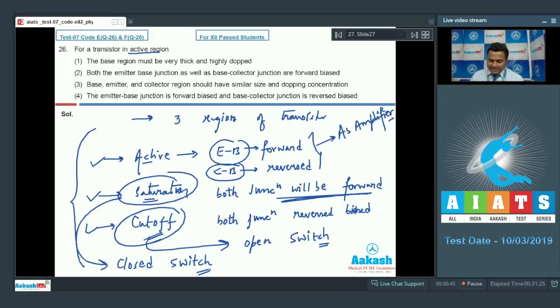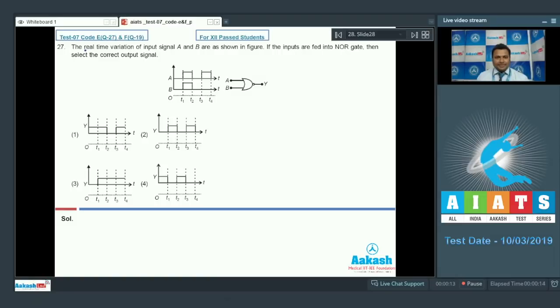So after getting this concept, we can say that we will have to go with option number 4, which is absolutely correct. The emitter base junction is forward bias and base collector junction is reverse bias if active region is told to you. Now let us proceed to the next question, that is question number 27.